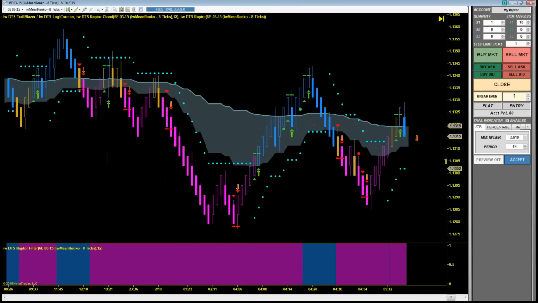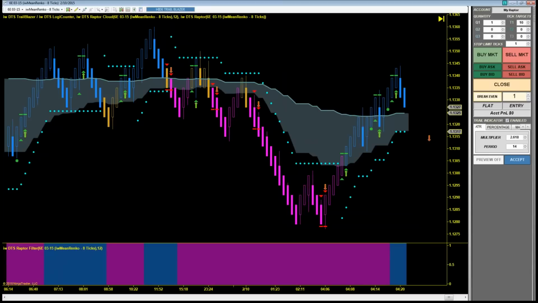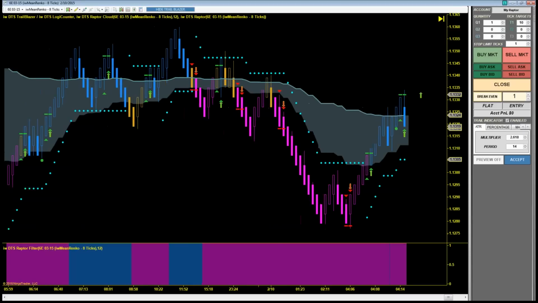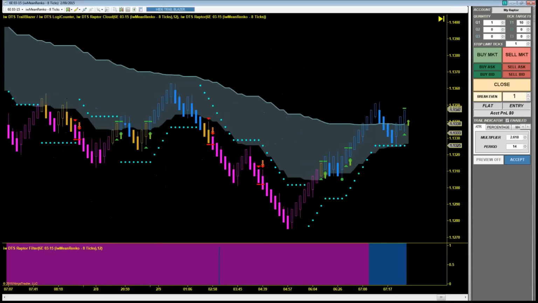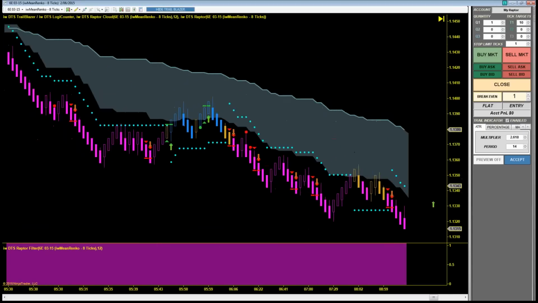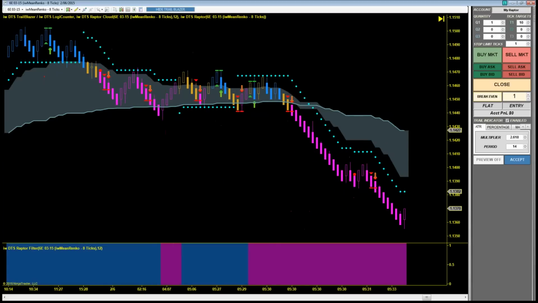So nice little follow through there. So the euro much more cooperative yesterday than the British pound. Here's the Raptor, and let's go to the London open, which would have been right here. Oh, look at this. The Raptor actually gave us a signal this morning out of the London open.